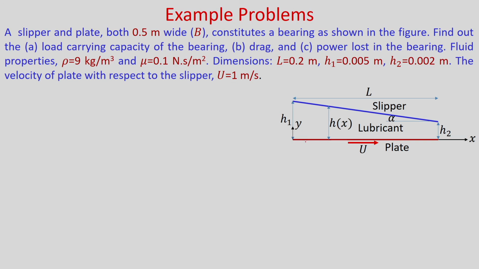So, obviously, you can see this is the plate, it is moving with velocity u, which is 1 meter per second. The slipper length L is 0.2 meter, the maximum thickness H1 is 0.005 meter and the minimum thickness H2 is 0.002 meter, and in the perpendicular direction it has a width of 0.5 meter, which is capital B. So, now first let us find the load bearing capacity.